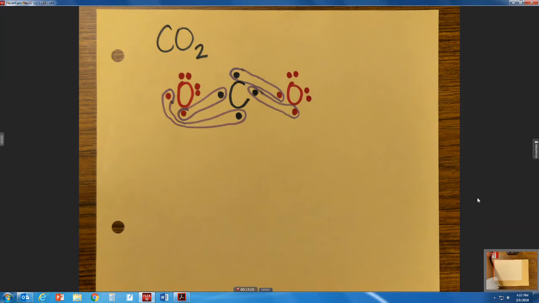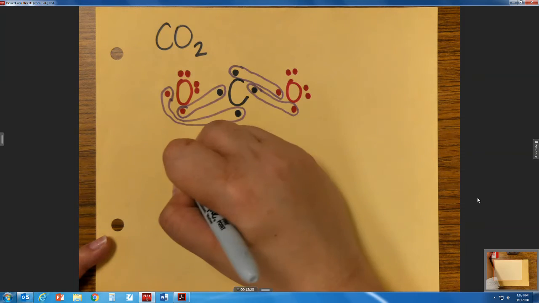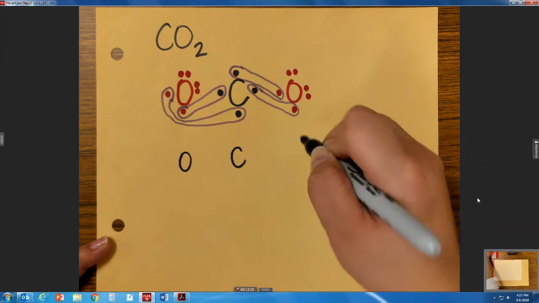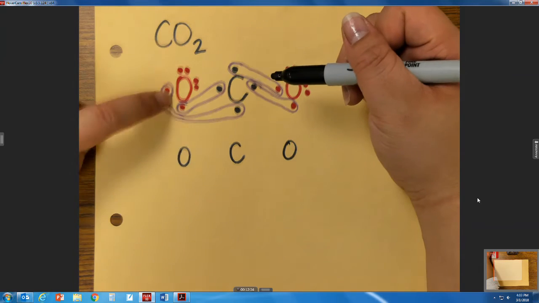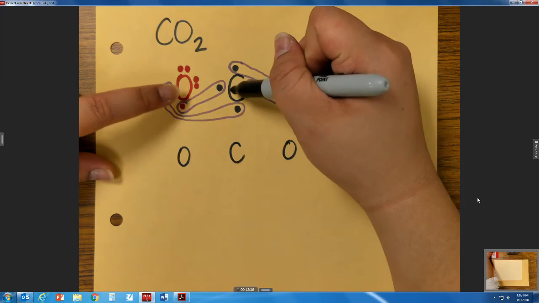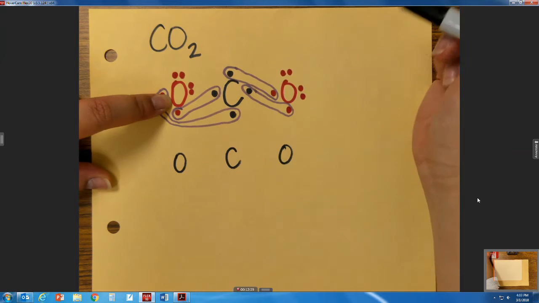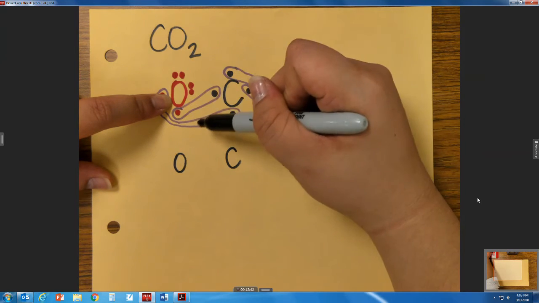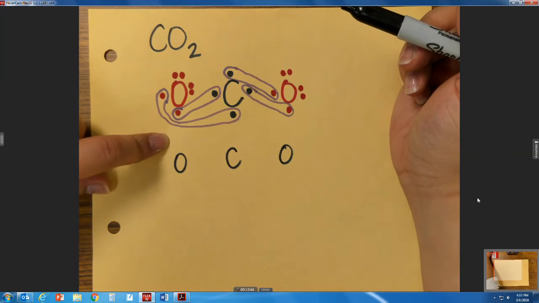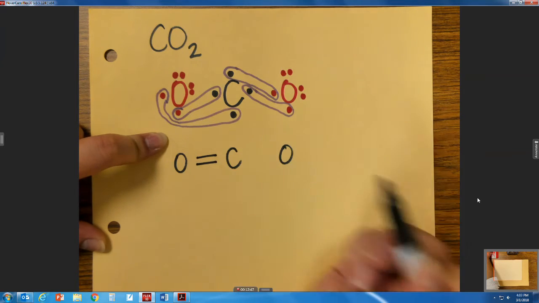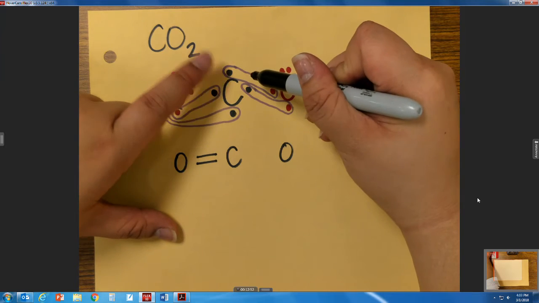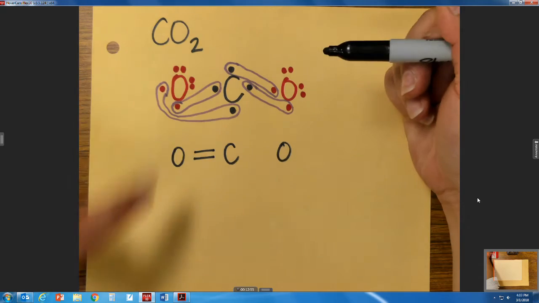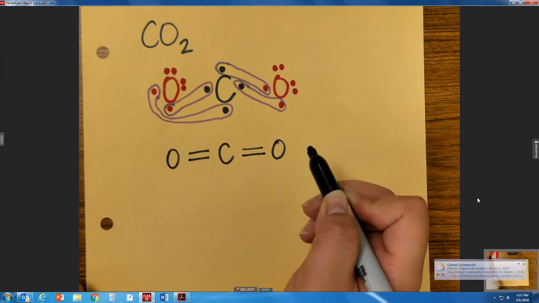So again, we have to rewrite our final structure. We have oxygen, carbon, and another oxygen. Now, between this oxygen and carbon, how many bonds did we create? Well, we have this circle and this circle, so that means we created 2 bonds between our first oxygen and the carbon. For our second oxygen, it would be the same thing. We created 1 and 2 bonds, so 2 bonds right there.